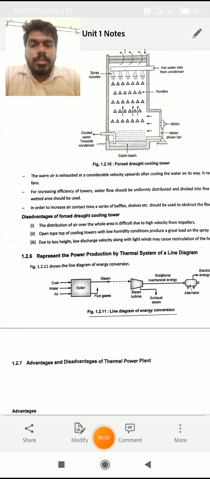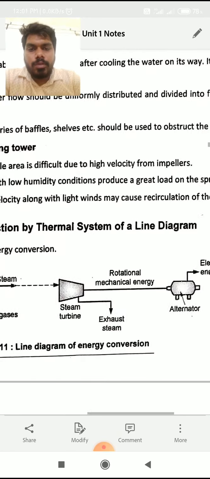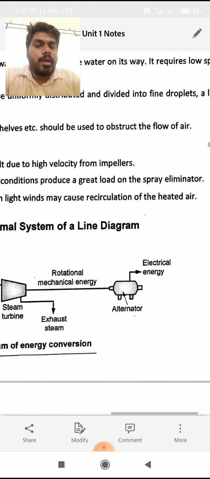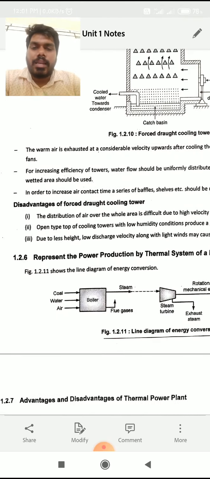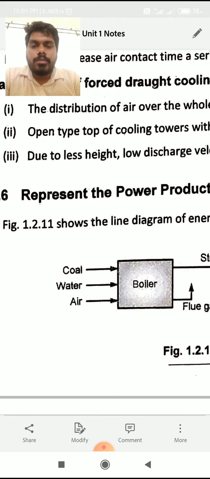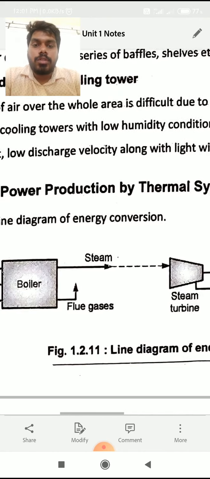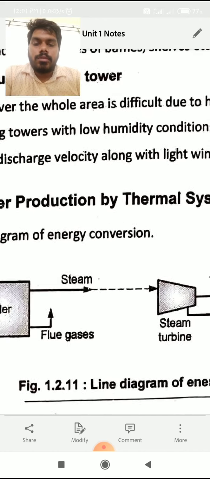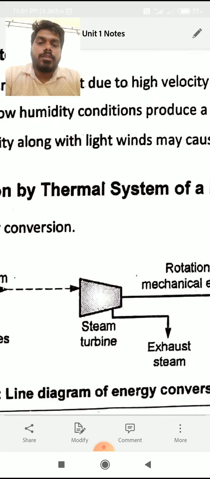The next topic is the representation of a power plant by a line diagram. So this is the line diagram. The boiler is shown, the steam turbine is shown, and the alternator is shown in this manner. This is called a line diagram. The boiler is fed with coal, water and air, and the flue gas is exhausted. Steam is forwarded to the steam turbine, and the steam turbine rotates the blades.